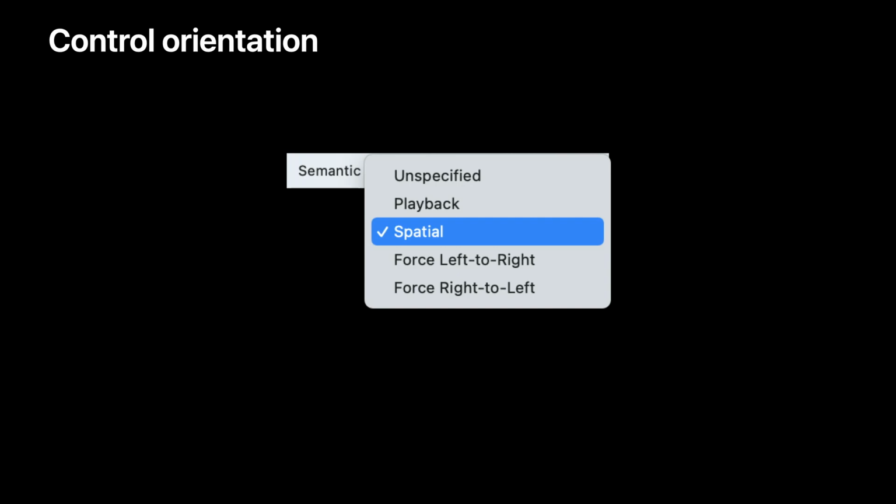You use this to say what kind of control this is, and the system uses that to determine if it reverses its appearance based on the UI direction. The default is unspecified, which causes the control to reverse its appearance. Playback says the control is a media playback control or part of a group of playback controls. Spatial says the control is a spatial control or a part of a group of them. Spatial controls move things around in space in absolute directions. And finally, you can force the control to always lay itself out left to right or right to left.